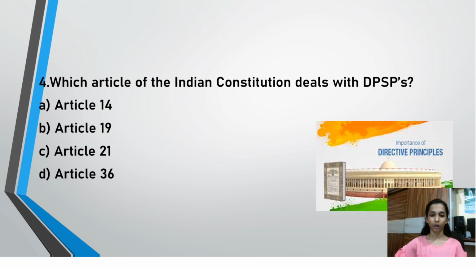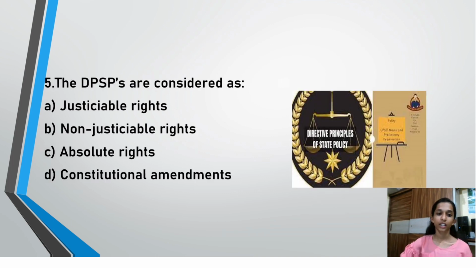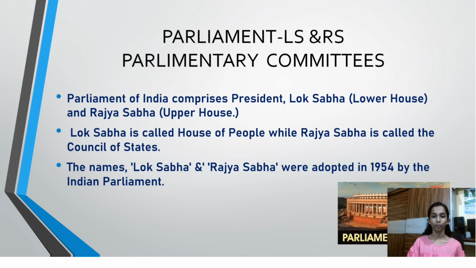Which article of Indian Constitution deals with DPSPs, that is Directive Principle of State Policy? That is Article 36. DPSPs are considered as non-justiciable rights. Let's proceed to our next topic, that is Parliament. Lok Sabha and Rajya Sabha, Parliamentary Committees.